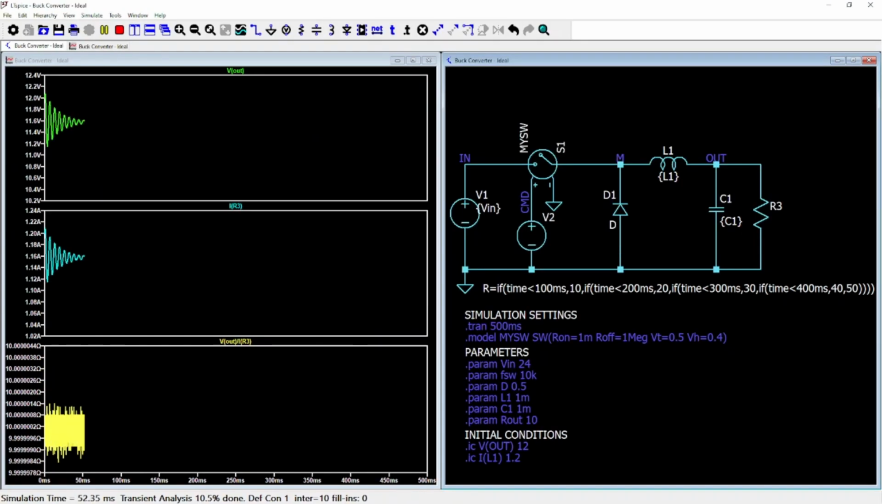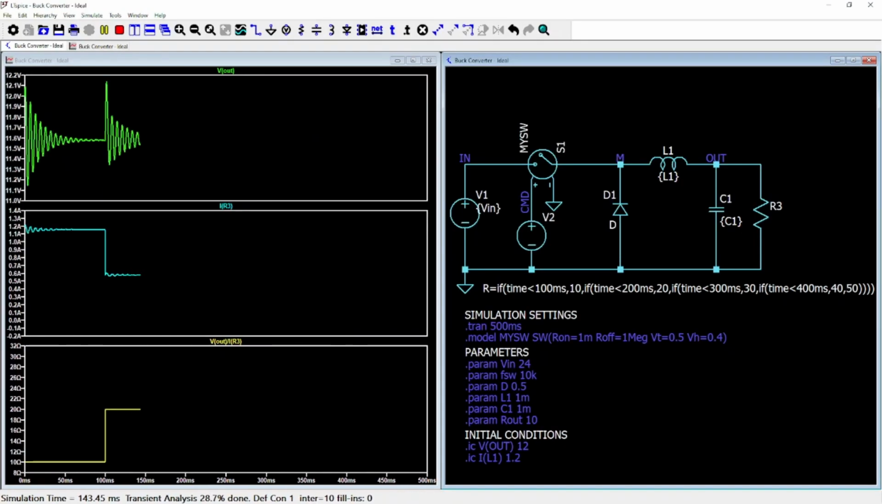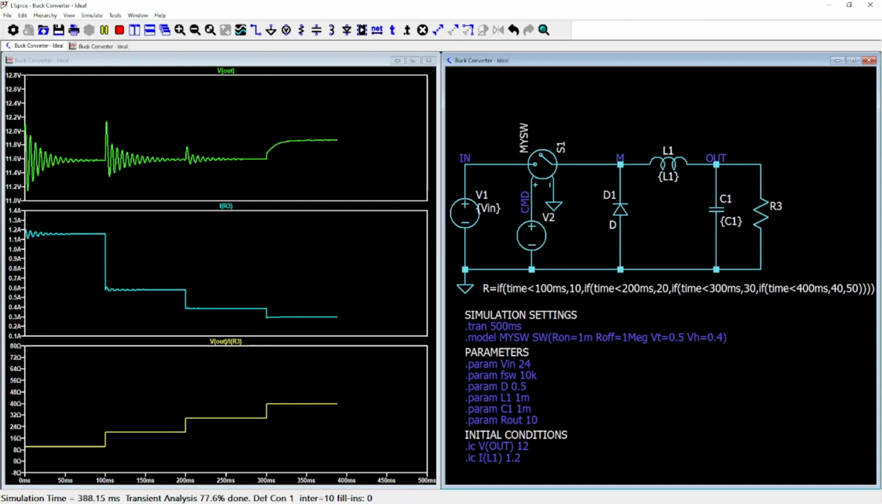Ever wondered what happens when the load on a buck converter suddenly changes? Imagine your microcontroller switches from sleep to active mode, instantly drawing more current from the power supply. Let's simulate a few scenarios and see what happens.